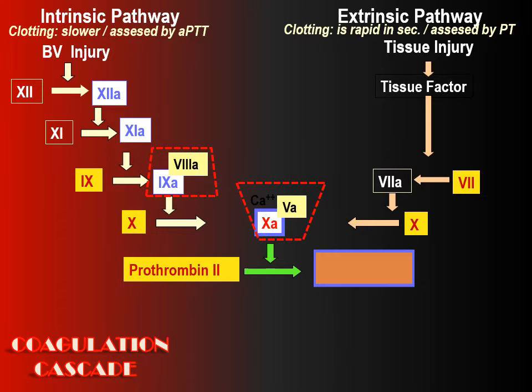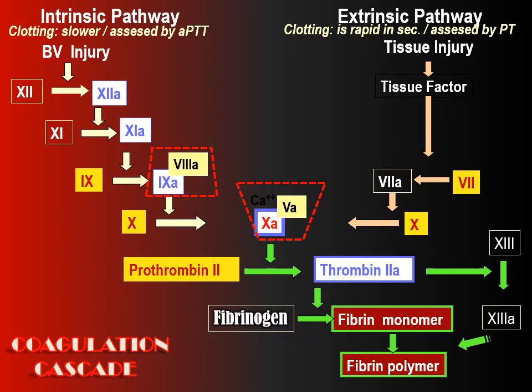And then this thrombin 2A will act on fibrinogen to form the soluble fibrin monomer. We need an insoluble fibrin polymer to make a stable clot, and this will be achieved through the activation of factor 13 to 13A, which then activates the fibrin polymer. Therefore, factor 10A, we can notice now, is the most important factor in the coagulation cascade.